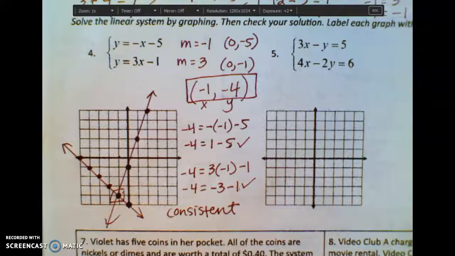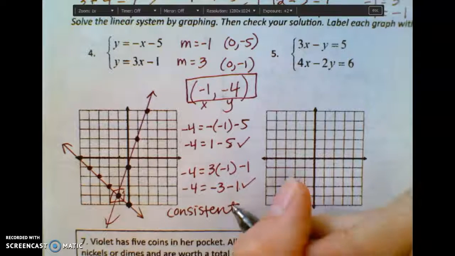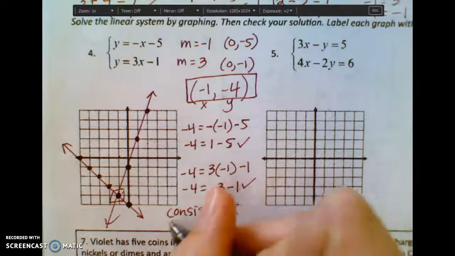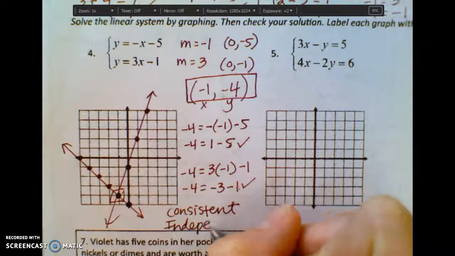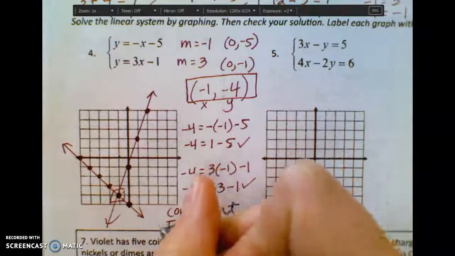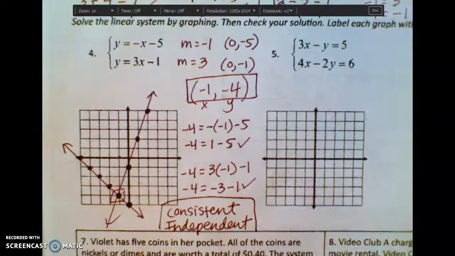because it has at least one solution, and then underneath consistent we always have two options. Is it independent or dependent? It is independent because it has exactly one solution. So that's the other part to these problems. Let's look at the next one.